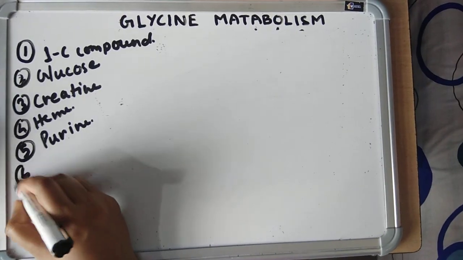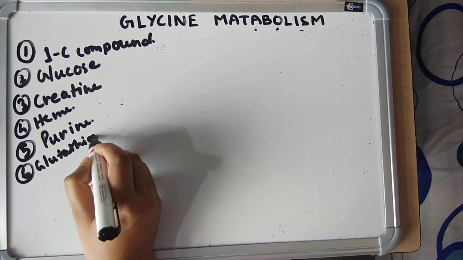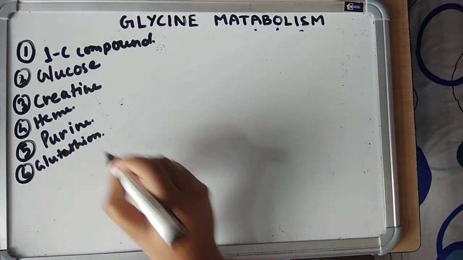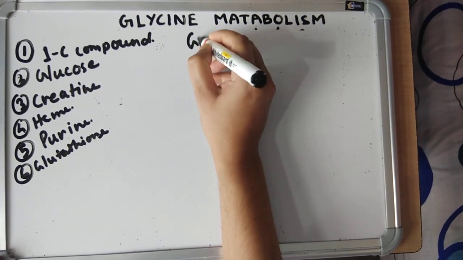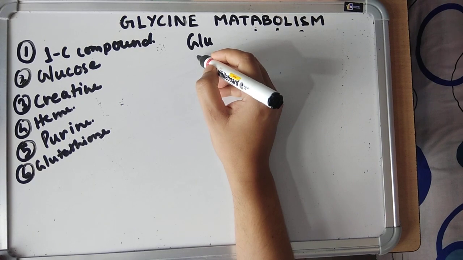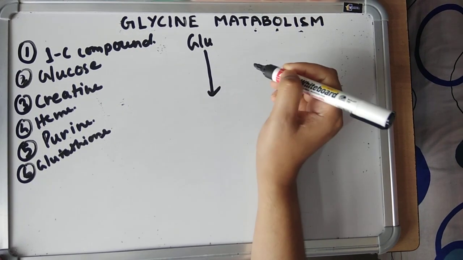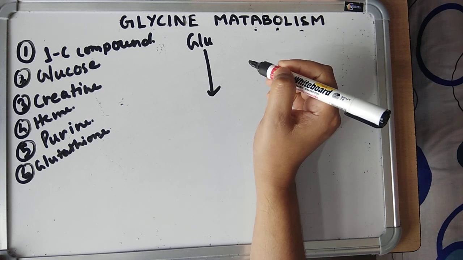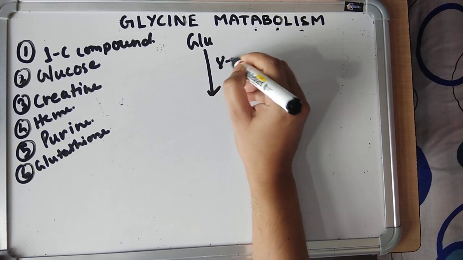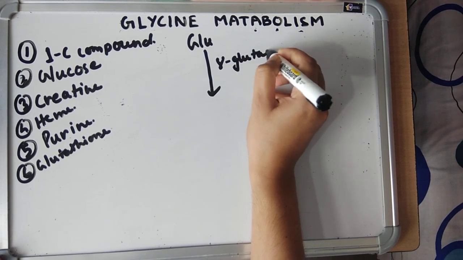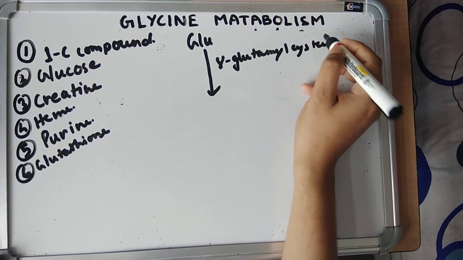Number 6 is glutathione, which is a tripeptide of glutamic acid, cysteine and glycine. First, glutamate is acted upon by the enzyme gamma glutamyl cysteine synthase.